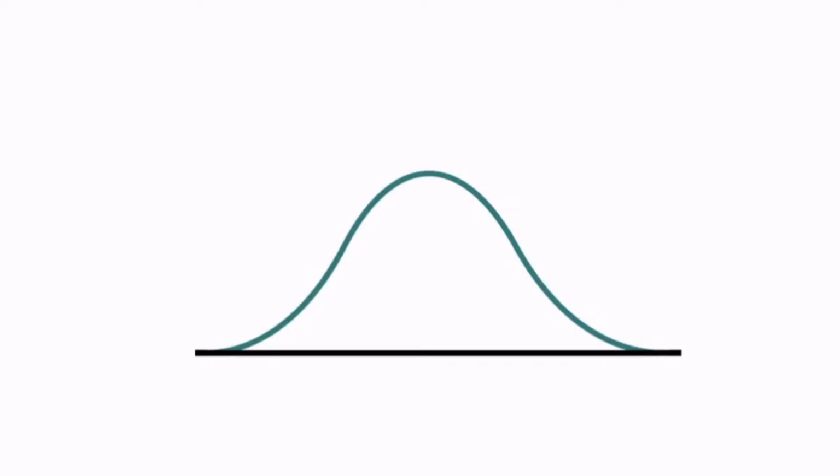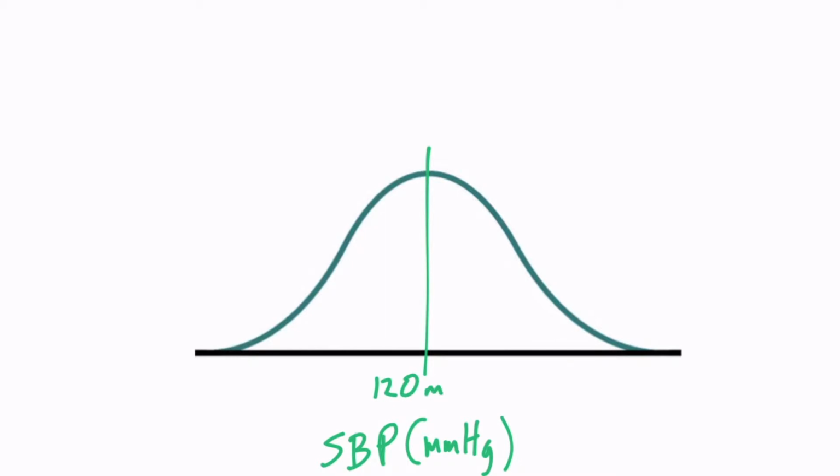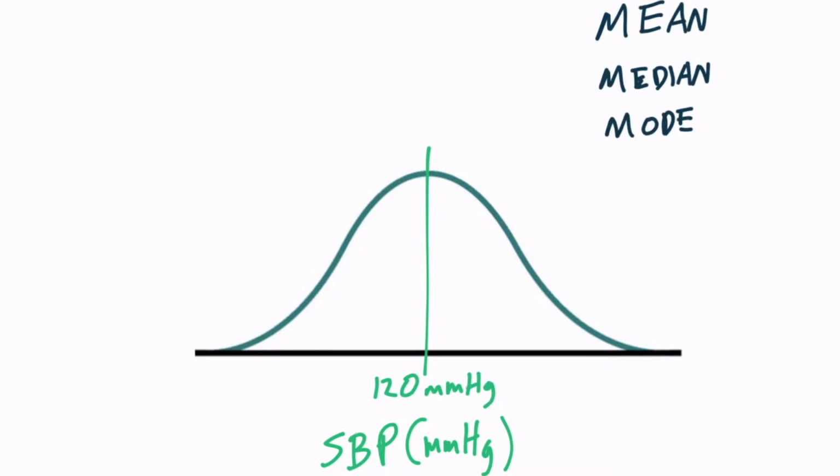For this example, let's say that the x-axis is systolic blood pressure in millimeters of mercury, and this point right here in the middle will be 120 millimeters of mercury. Now let's find the mean, median, and mode. The mode is 120 millimeters of mercury. The mode is always easy to spot because it is always the peak of the graph. You want to find the most common number, or the mode, just go right to the peak.